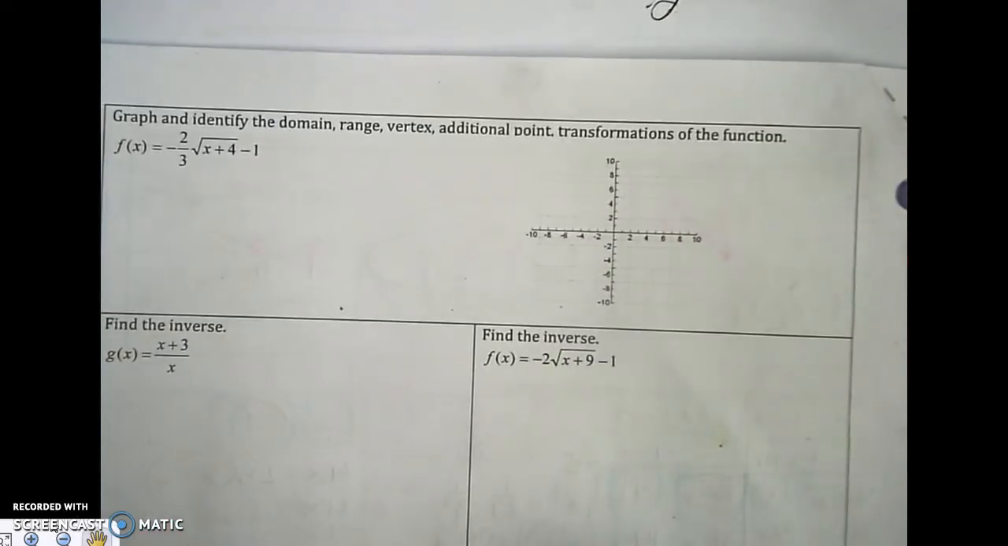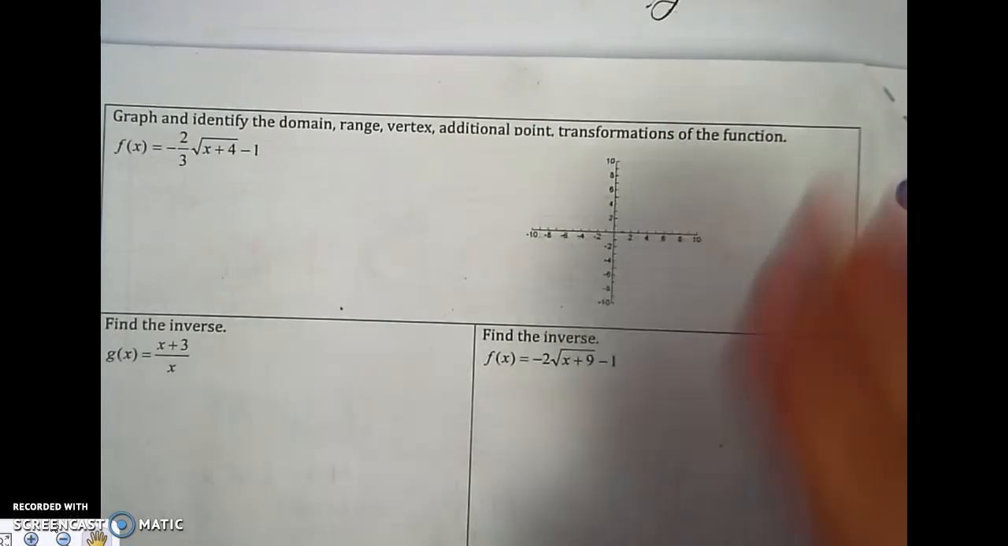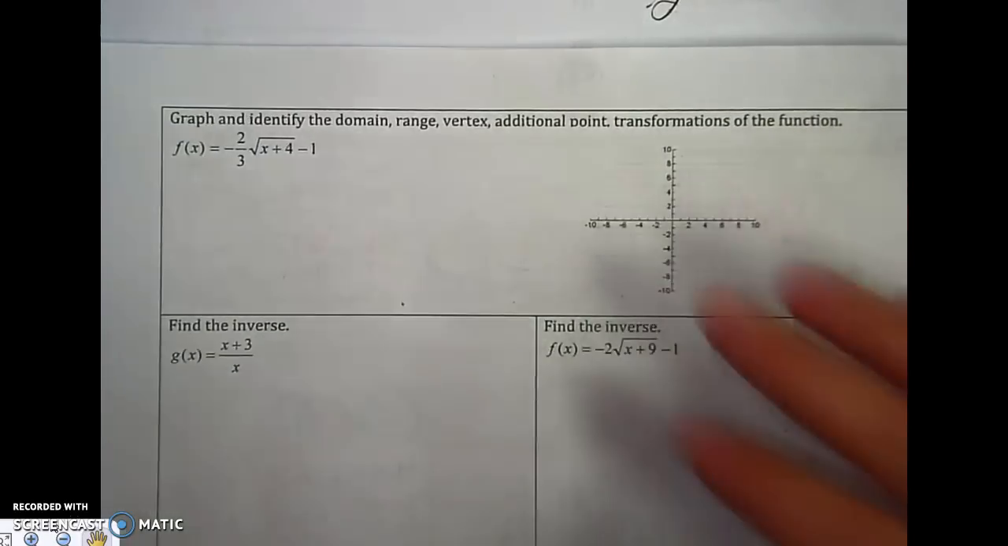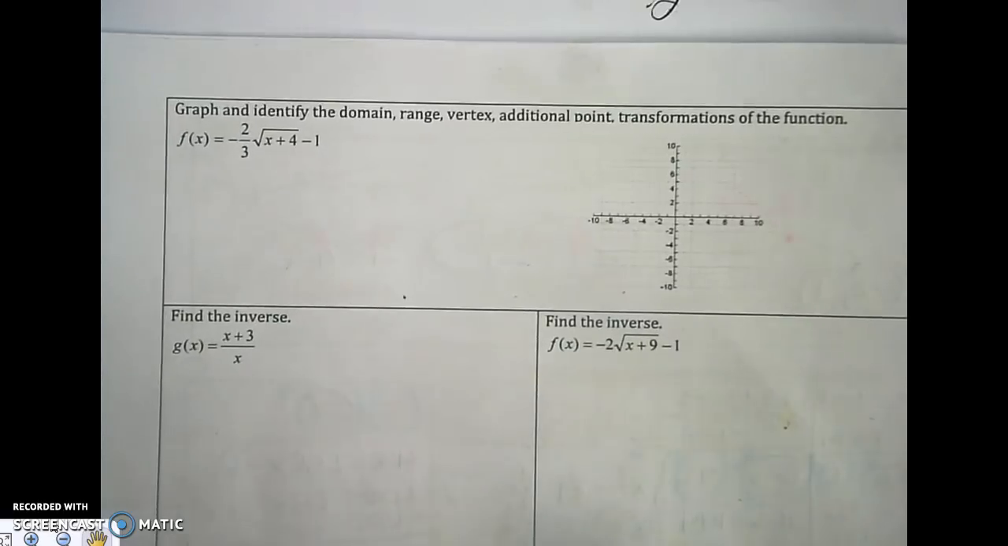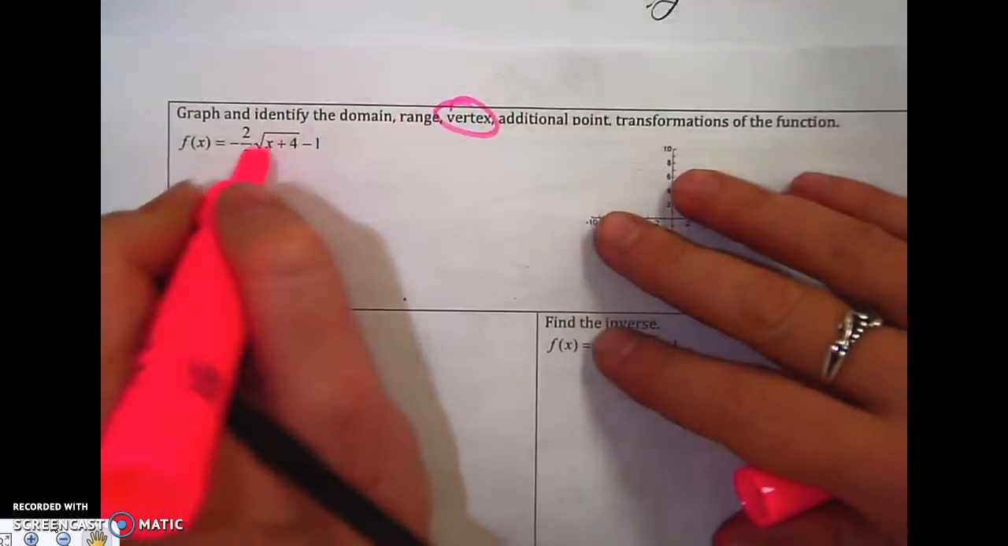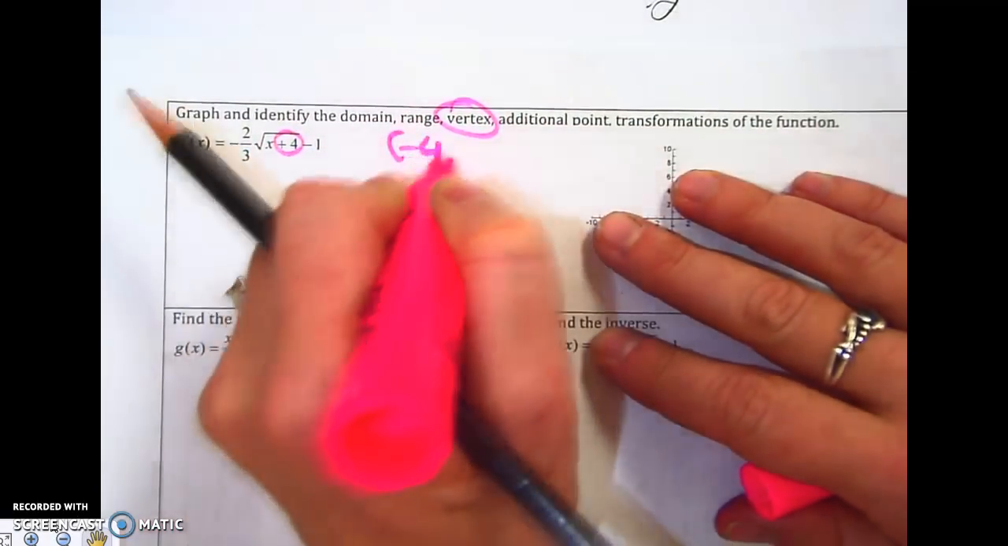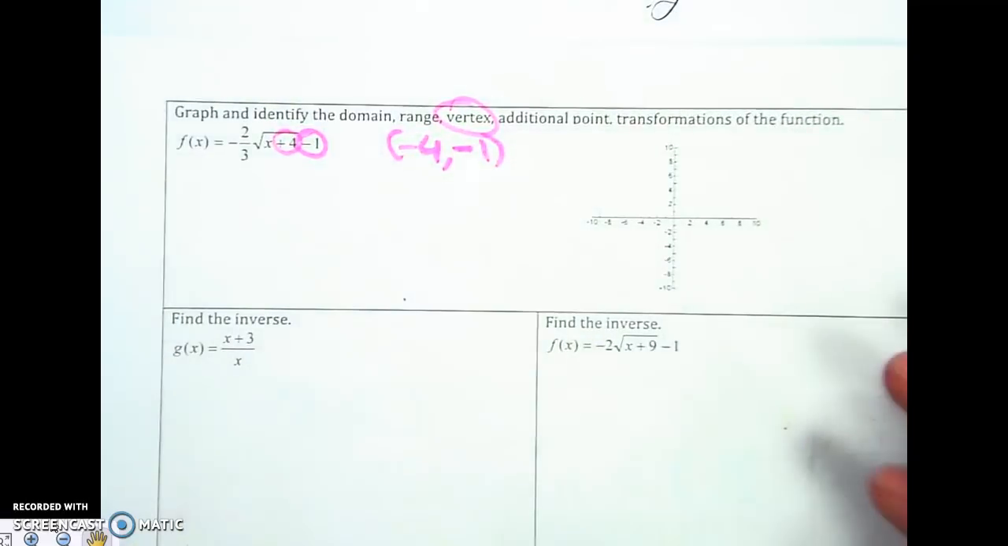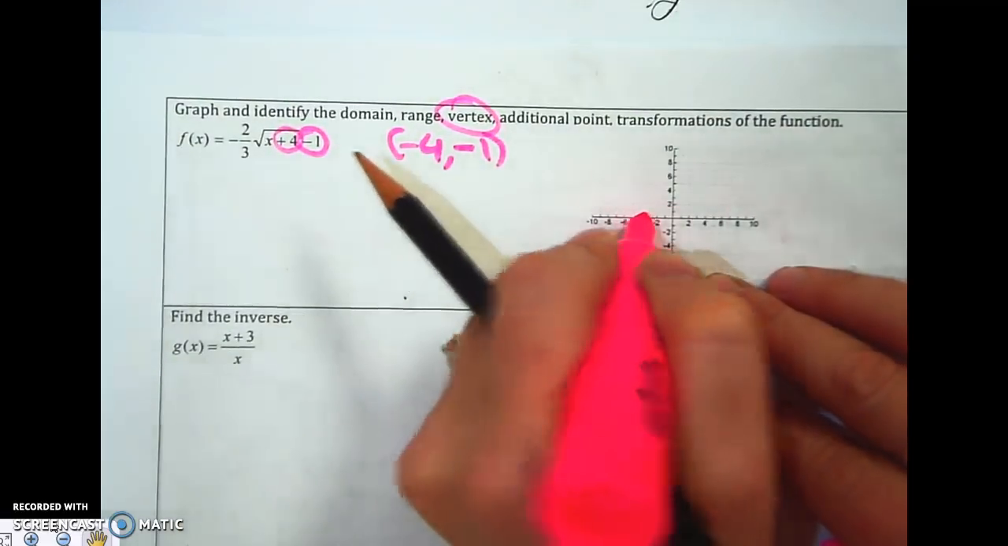All right, let's focus on the back now, and I'm going to zoom in a little bit. Identify the domain, the range, an additional point, transformations of the functions. Okay, so I'm going to start with the vertex because that's something I know that they want. So my vertex, I just take the opposite of this and the y value, straight shooter. So I'm going to graph -4, -1.